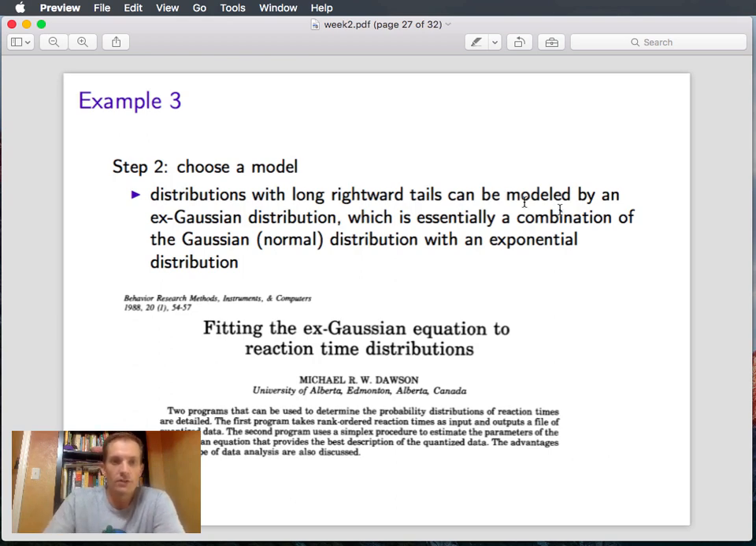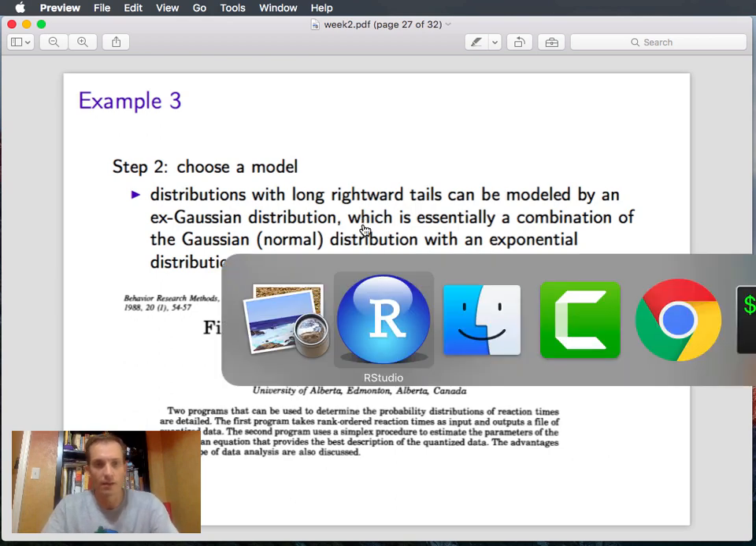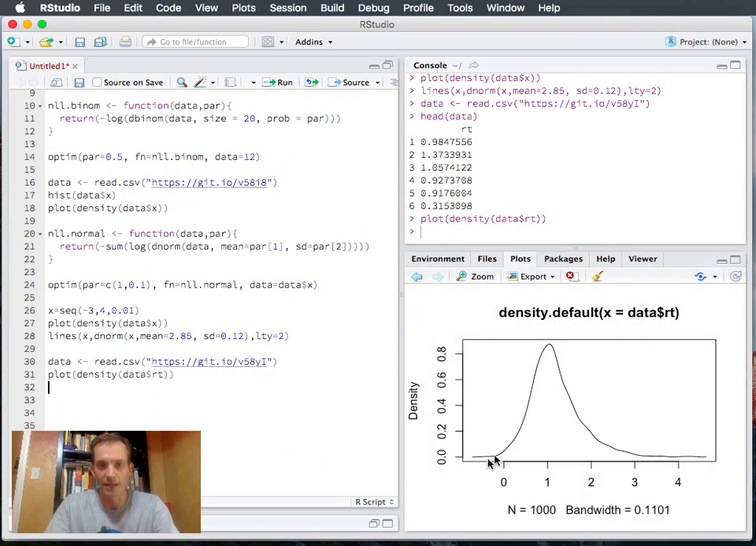You can see I've referenced a paper that was written in the late 80s here. You can take a look at that. You can see this has been around for a while, this notion of fitting reaction time distributions with ex-Gaussians. But in a nutshell, an ex-Gaussian distribution is essentially a combination of two things. A Gaussian distribution, which you're used to, as well as what's called an exponential distribution. When you stick them together, you get something that looks like that curve we just looked at. You've got a normal component and an exponential component.